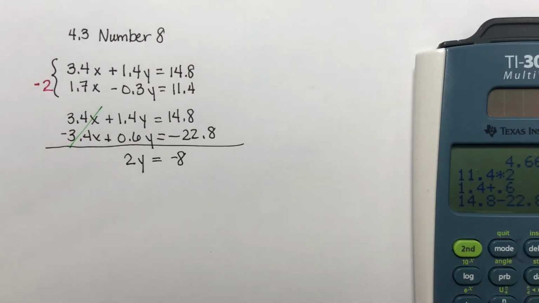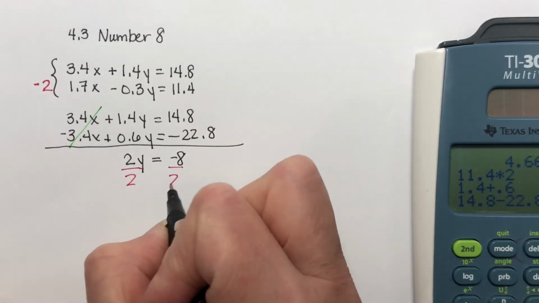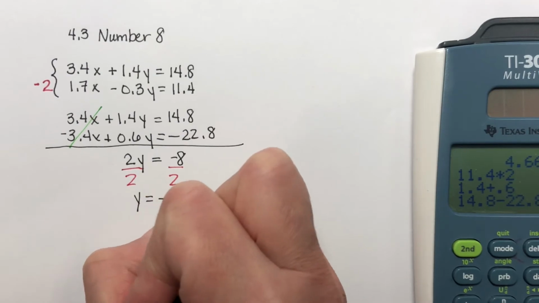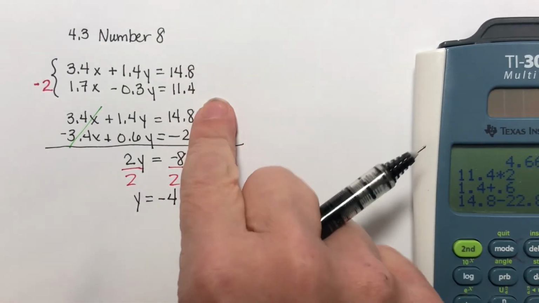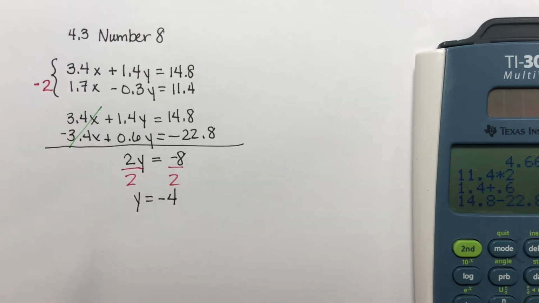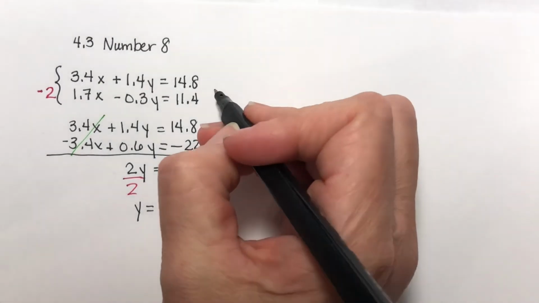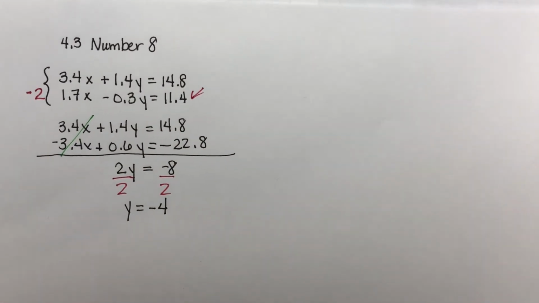Okay, now divide both sides by 2. And you can see that your y value is negative 4. Now I just need to take this negative 4 and plug it into one of these two to find the x that goes along with it. I don't know, let's just stay with the second one. I don't know that there's any real advantage to that.